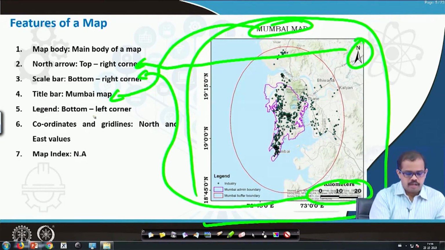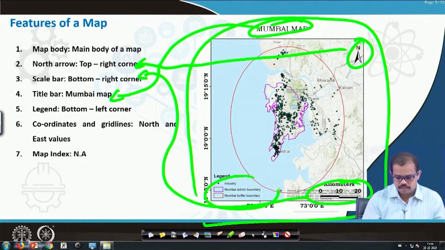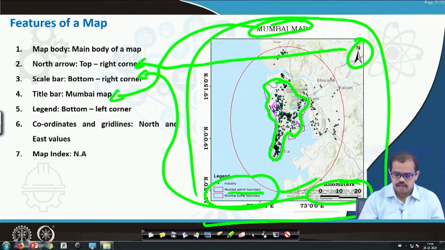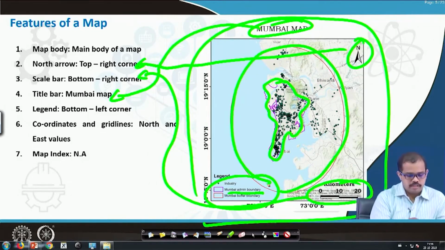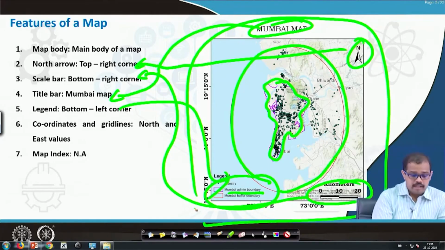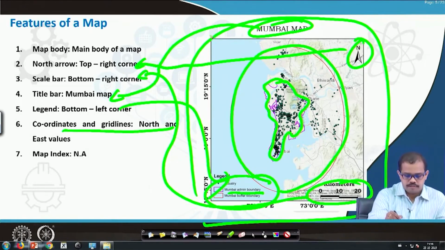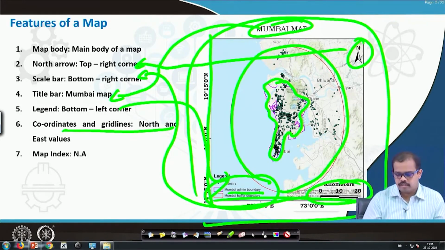Now I have a legend at the bottom left corner, which is defining where the industries are in this entire region, and where the Mumbai admin boundary is, that is the administration boundary that is there here. You see, this is the administration boundary, and you have a circular boundary that we have used. So it is giving you all the details about the map legend, right? Then you have coordinates and grid lines. If you see, this is also a grid line. So all these are grid lines.